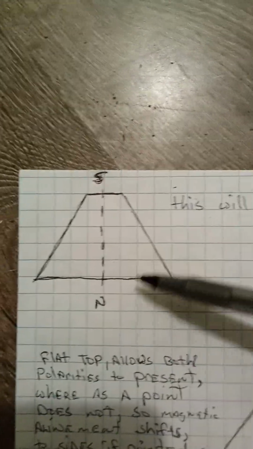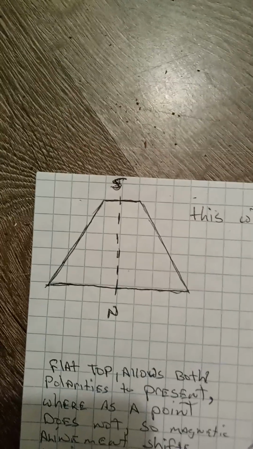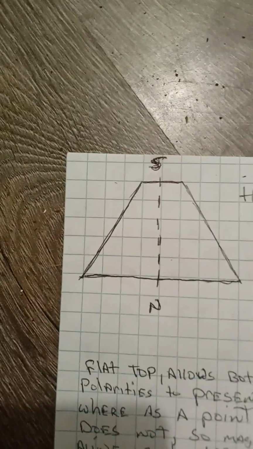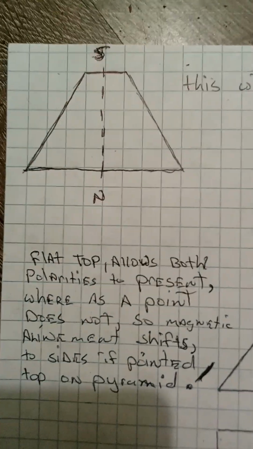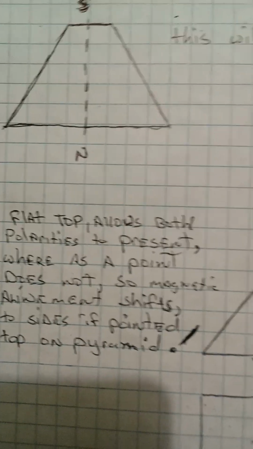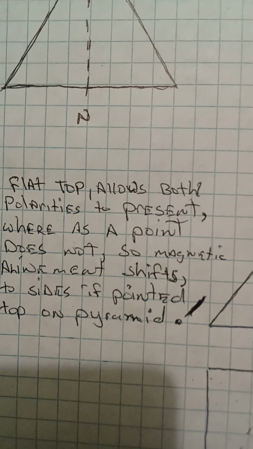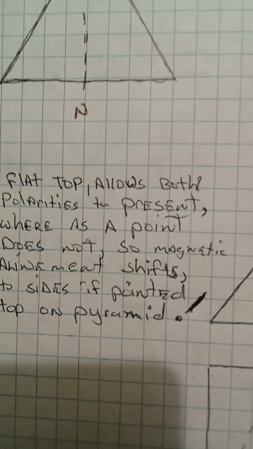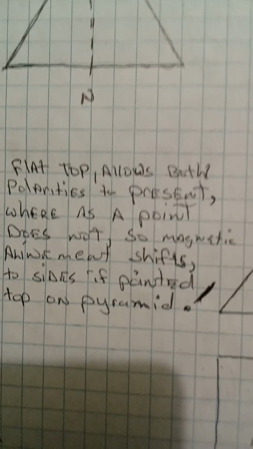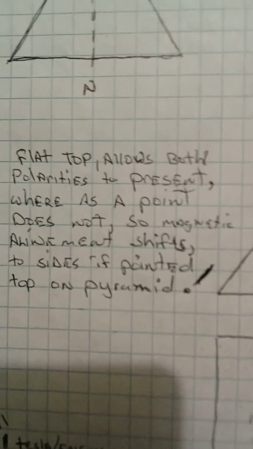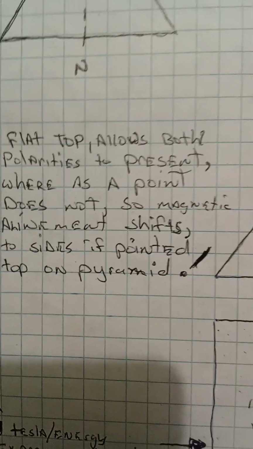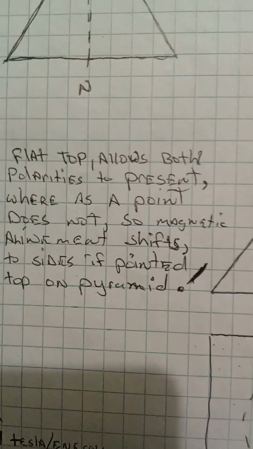When we take the pyramid, now we're imagining that the back is hidden there and we just can't see it, and we chop the top off, this will work. Now, this allows us, with a flat top, for both polarities to present, whereas at a point it does not. Okay? So magnetic alignment shifts if it has a point.